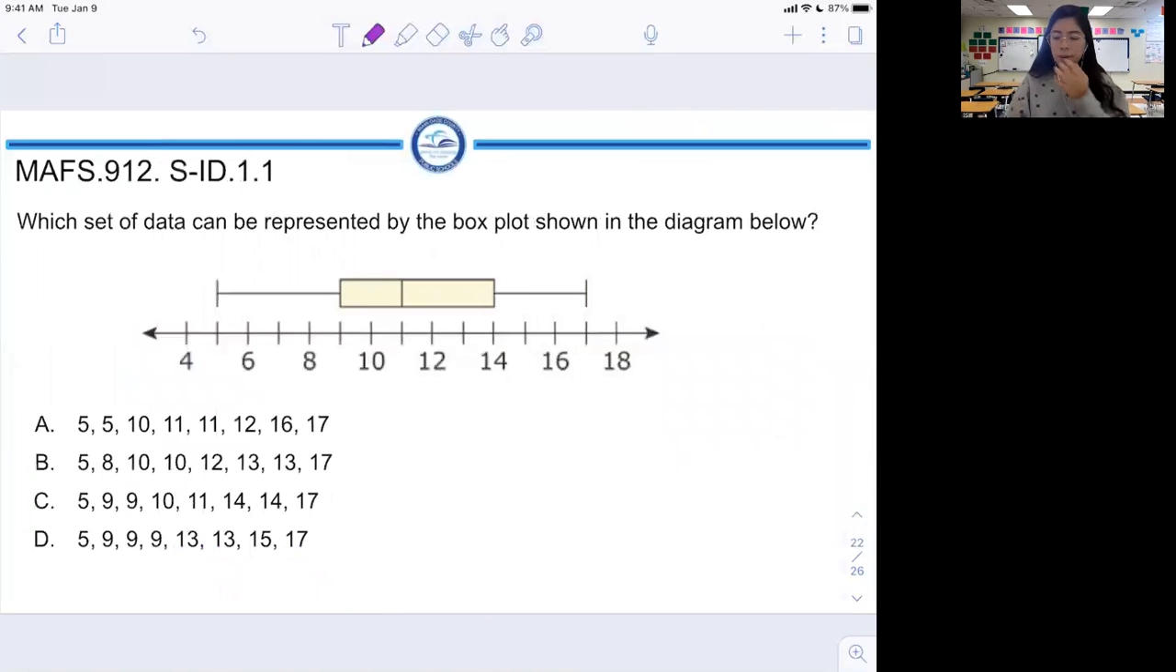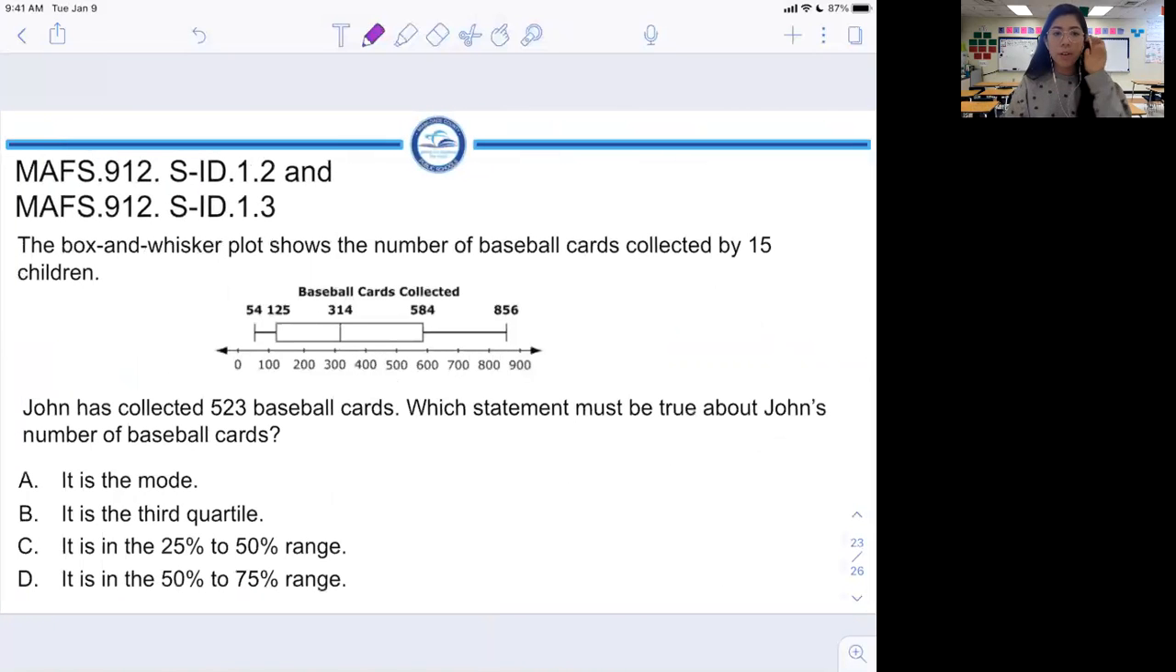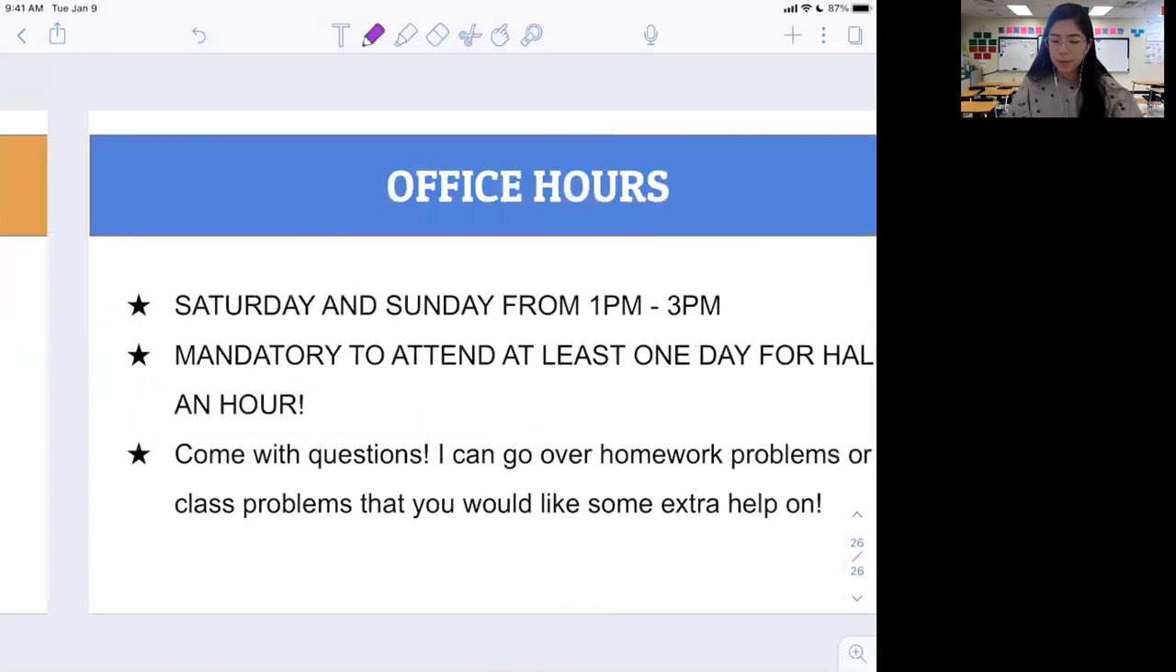Okay, and then finally, we don't have enough time, so I think we'll do this tomorrow, but the last type of graph you have to know about is box and whisker plots, and we'll talk about that one tomorrow. Yeah, those are fun. They're fun, but we'll do them tomorrow.